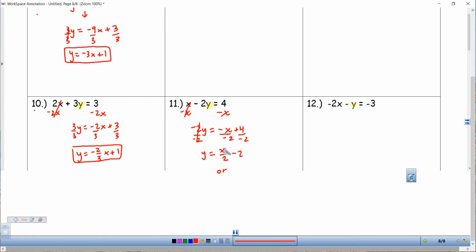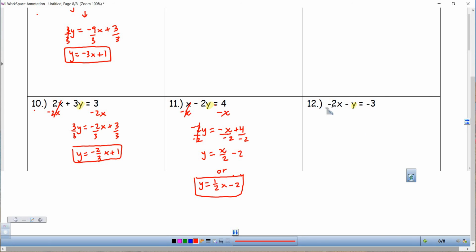So let me ask you, dividing by 2 is the same as multiplying by what? Dividing by 2 is the same as multiplying by 1/2. So there we go. If we're looking for slope-intercept form, that would be what we're looking for.